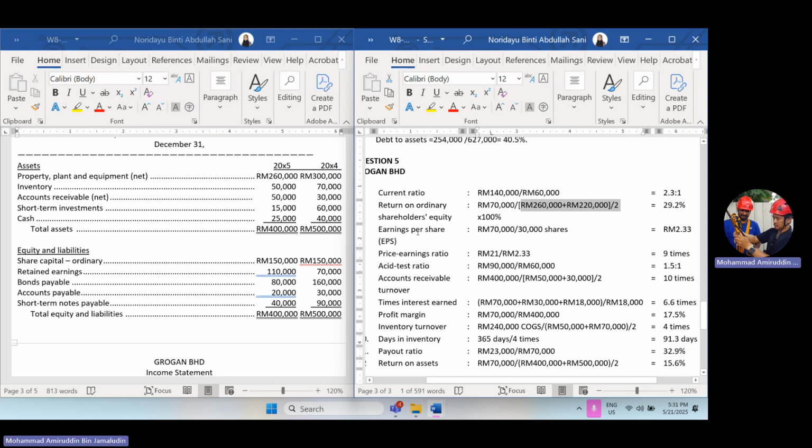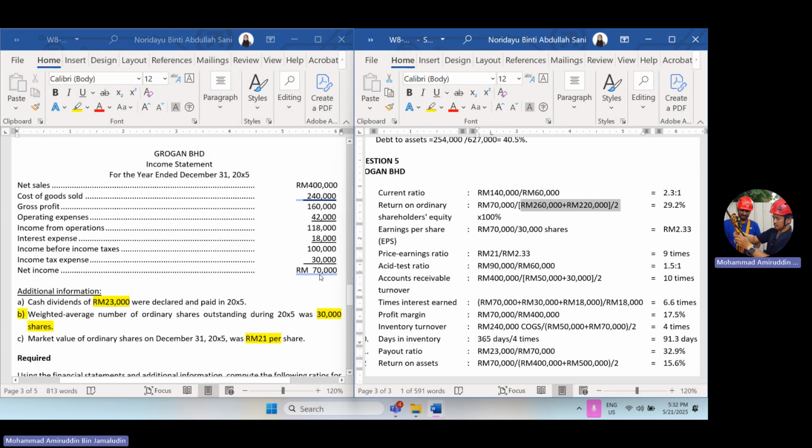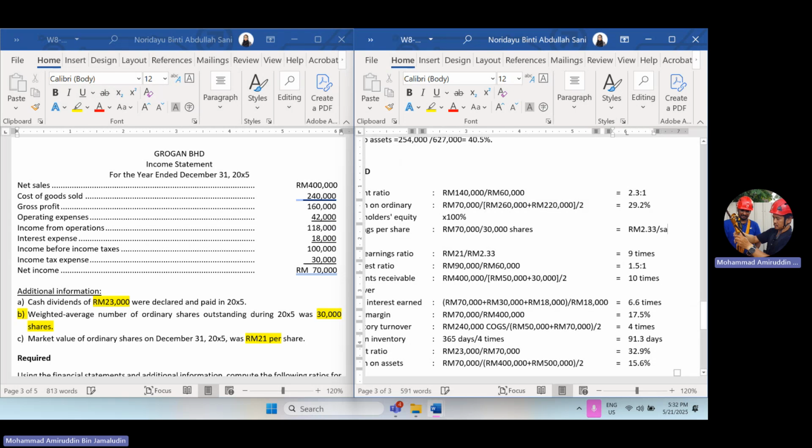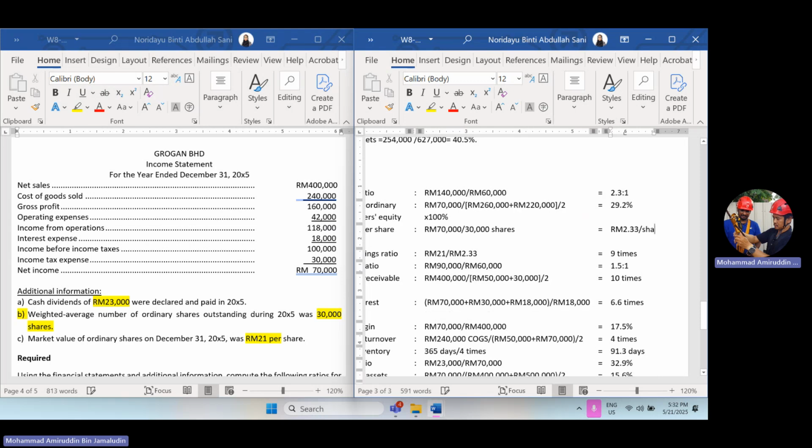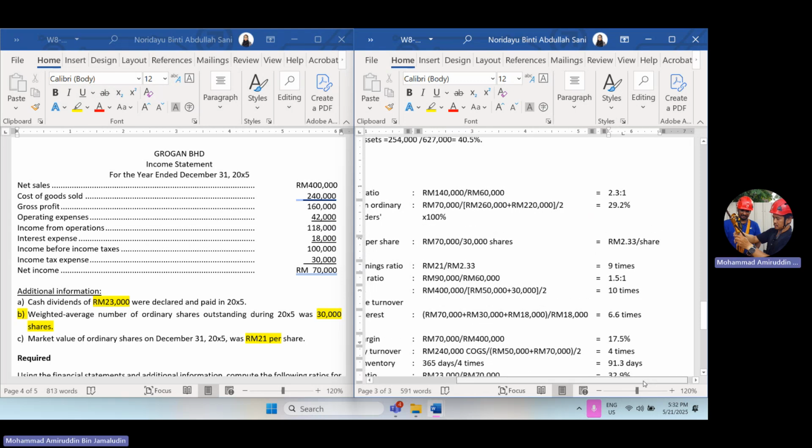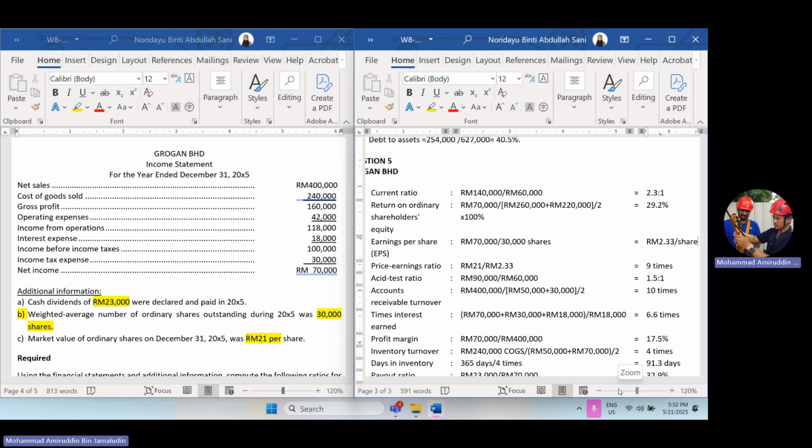Next, EPS, earnings per share. How to compute? Net profit 70,000 divided by the number of shares. I have here in the additional information 30,000 units. So 70,000 ringgit divided by 30,000 shares. You get the answer 2.33 per share. This is the best that you can write about this EPS. Remember, this is per unit. And of course, you can't find it here. They don't provide you the amount. Later you will see in question 5 or 6.